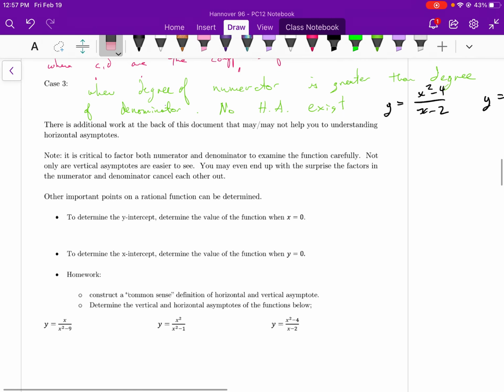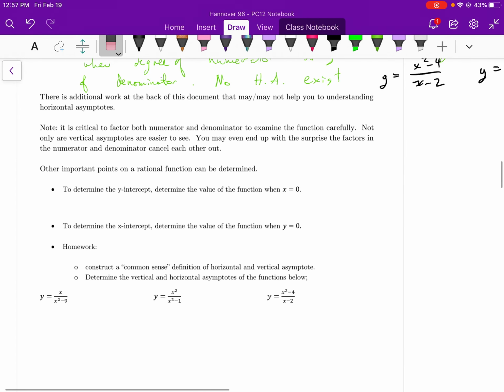There are other important points that we can determine when we're dealing with rational functions. One is y-intercepts. How do you figure out a y-intercept? You find a y-intercept by letting x be equal to 0 and finding the value. To determine an x-intercept or any zeros, you determine where the y values are equal to 0. This is a little bit more complicated. Anyways, stay tuned. Let's start putting stuff together.